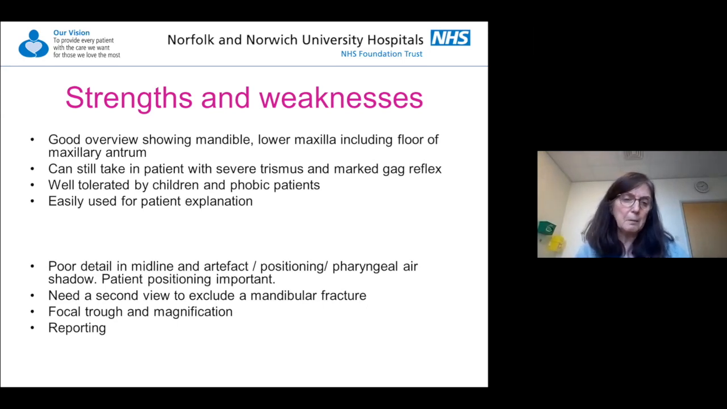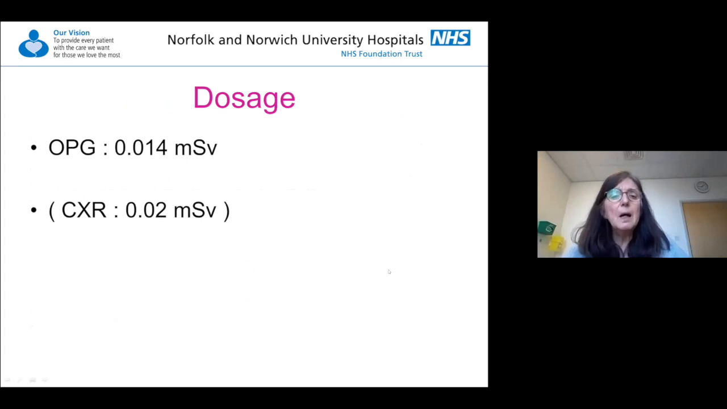a report that can be quite useful, because medico-legally, these views have to be taken by someone who can interpret them correctly. So the dosage in order to take an OPT is, I'm told, 0.014 millisieverts compared to a chest X-ray of 0.02. Someone once told me that it was the same dosage as the dosage of cosmic rays if you fly one way to Spain. So to put it in context, that's quite a low dose.